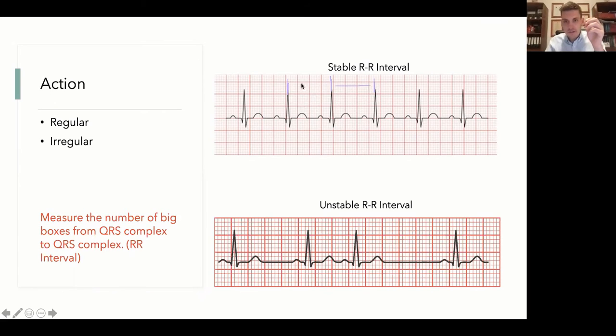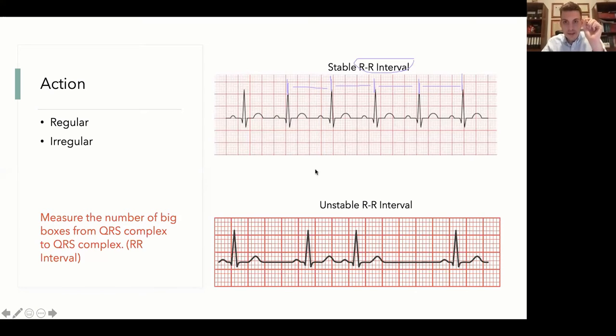This period here is called an R to R interval. Why R to R? Because R is actually the part of the QRS, the R wave. And you can see that the amount of boxes between here and here is stable. And I'm pretty sure the same will account for here and here. If this distance is the same everywhere, then the action is regular. So this means that it's very easy to calculate the heart rate without requiring the use of the machine.